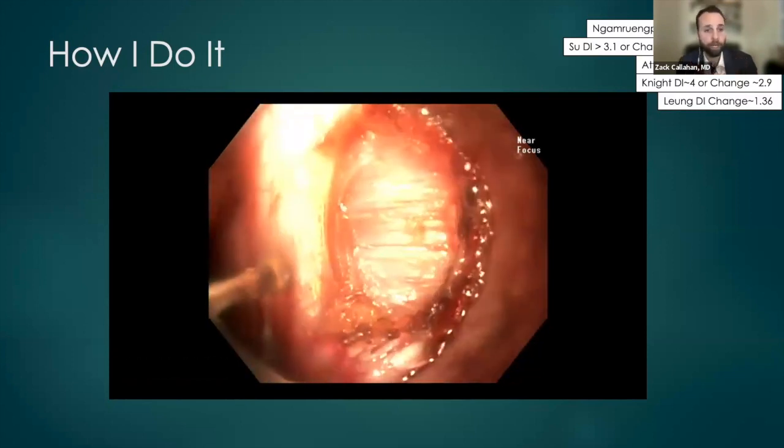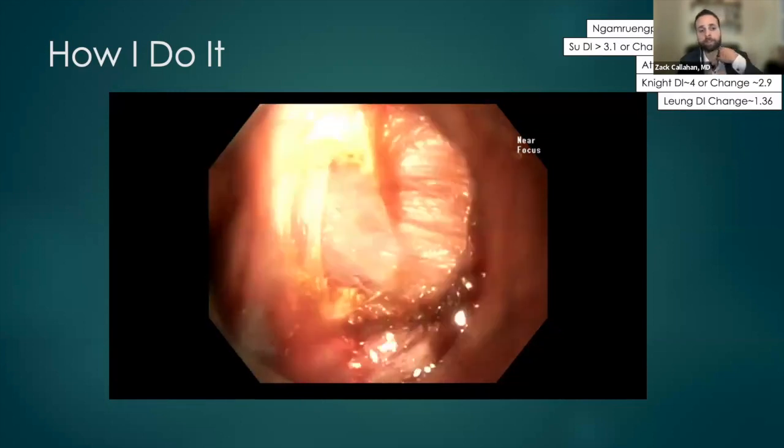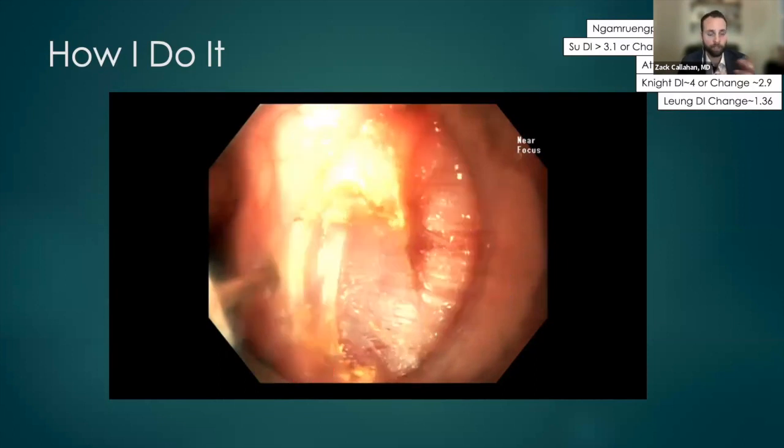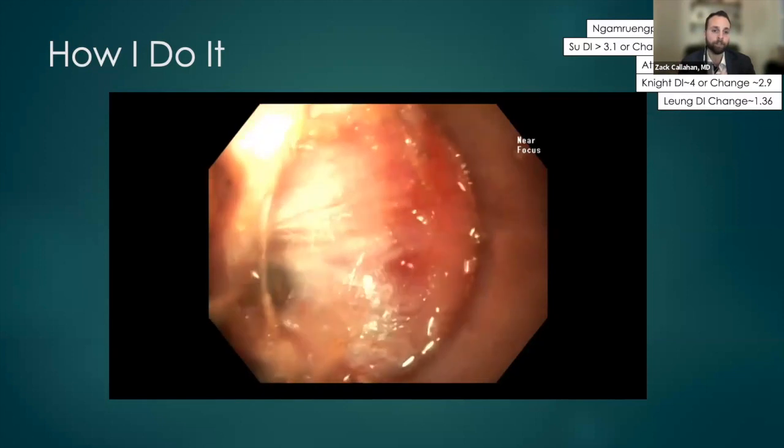Then it's time for your myotomy. Lately I've been aiming for about a 7 centimeter esophageal tunnel and then a 5 centimeter myotomy. And that's a great still shot showing you the circular muscle fibers and the longitudinal muscle fibers off to the right.